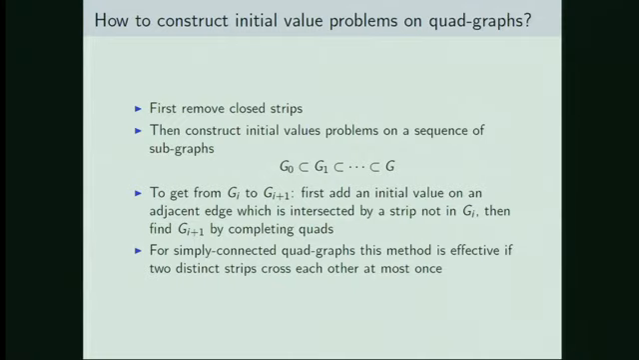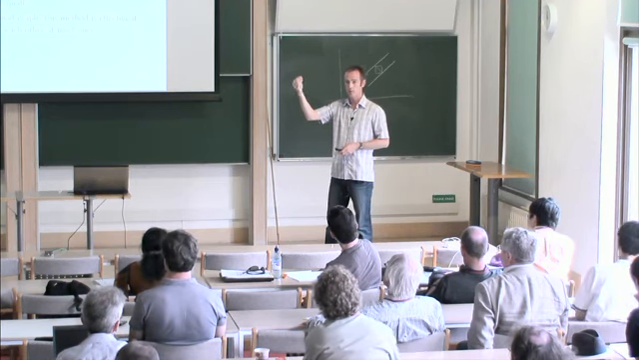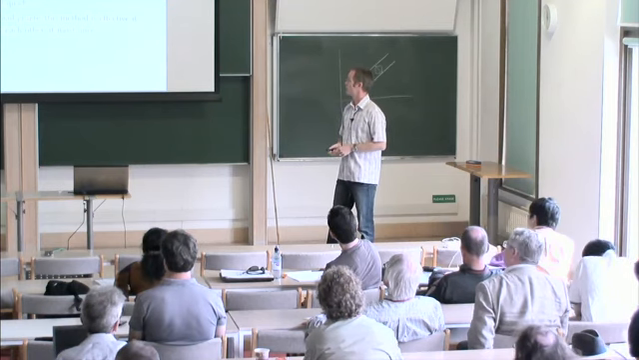So removing closed strips is basically considering, if you have a closed strip here, you just remove one of the quads, and you say that is now a hole in my quad graph. So then you obtain a non-simply connected quad graph, and there you can use this method to create the initial value problem.